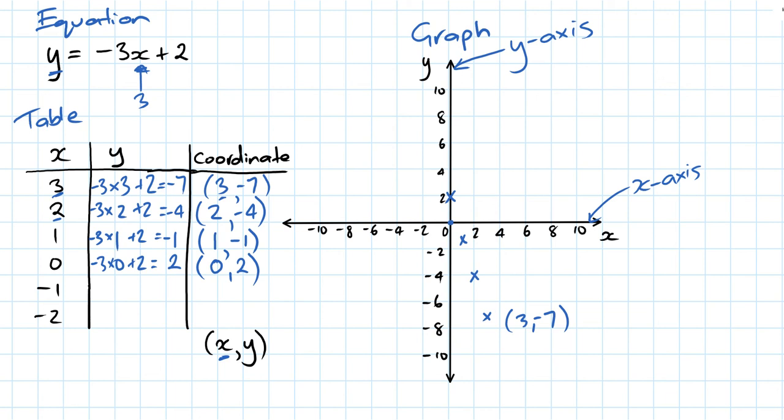And you can now start to see on my grid that if I were to join those points, you would actually get a straight line. Let's jump to when x is equal to negative 2.